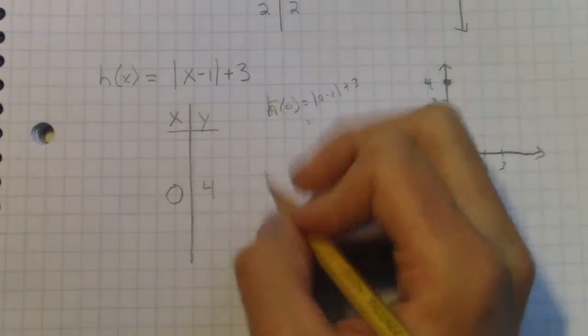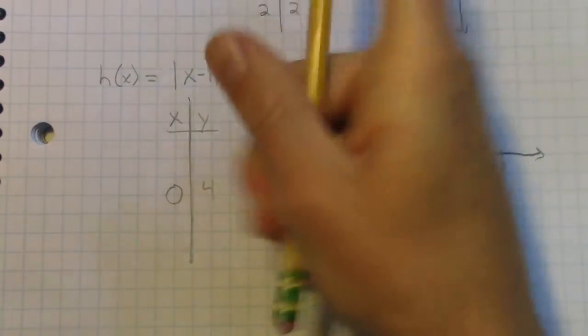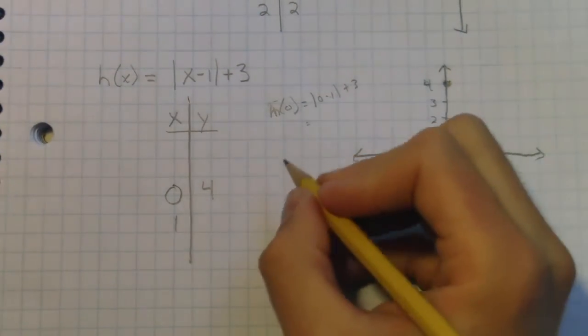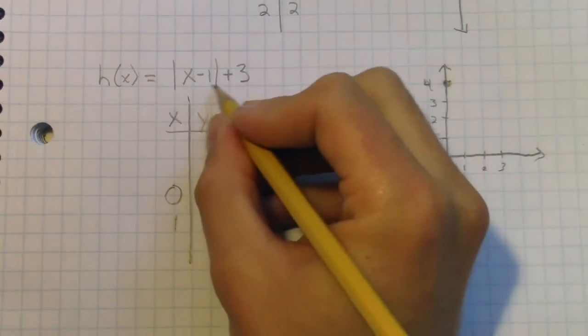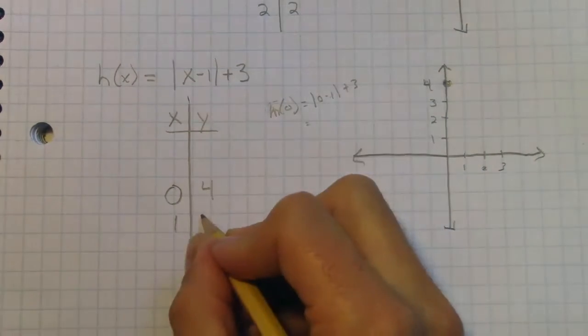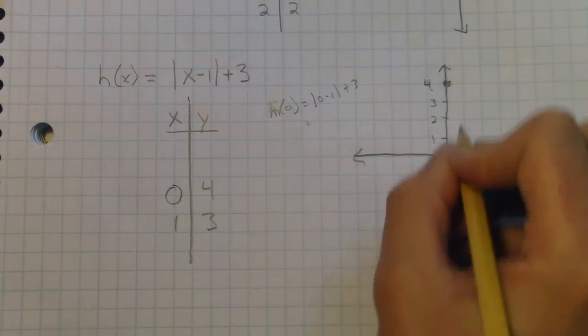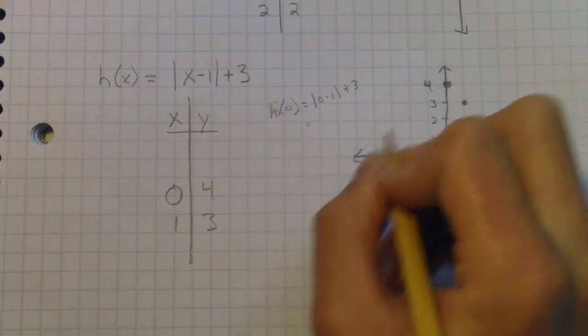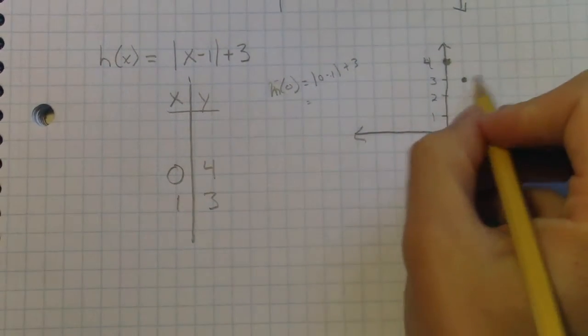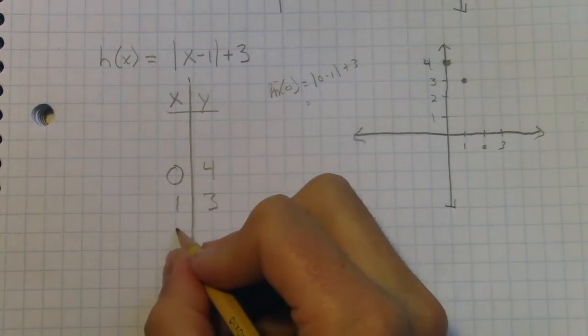Okay, so now I want to look at what happens when x is 1. So when x is 1, I plug in 1 into my original. 1 minus 1 is 0, plus 3, and I get positive 3. All right, so at 1 the output is 3. And I'm not worried about whether it's right yet, or whether it's going to look the same. I don't know what's going on, so I'm just going to keep going.